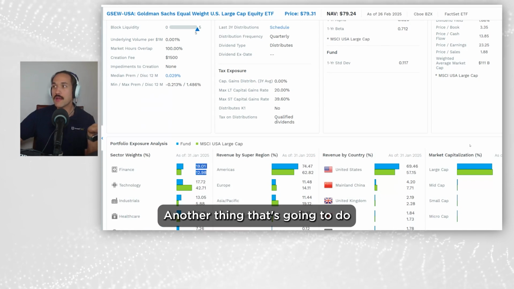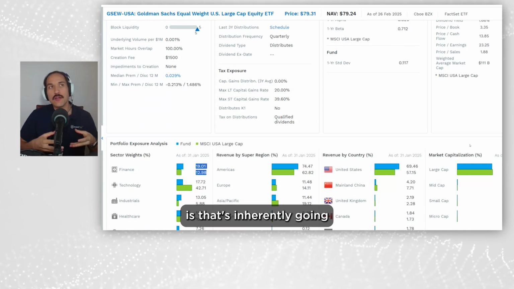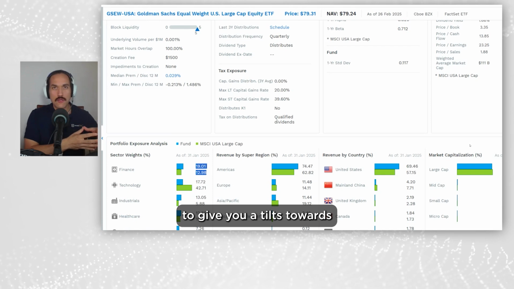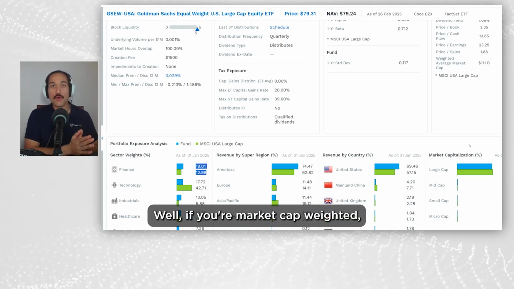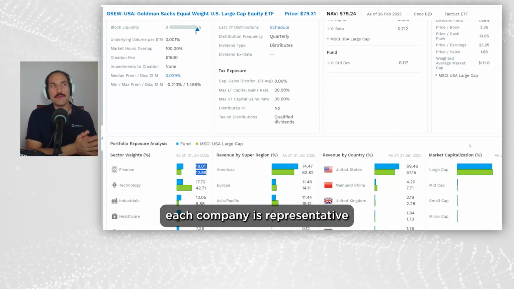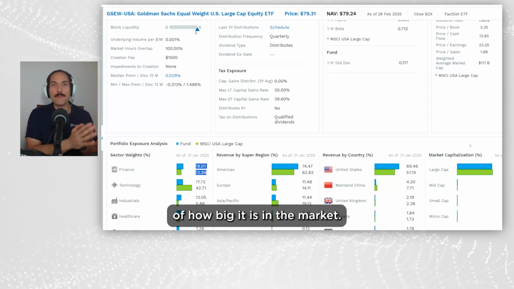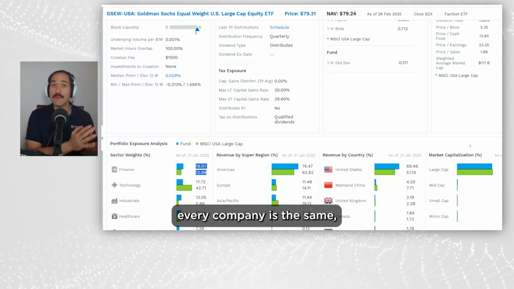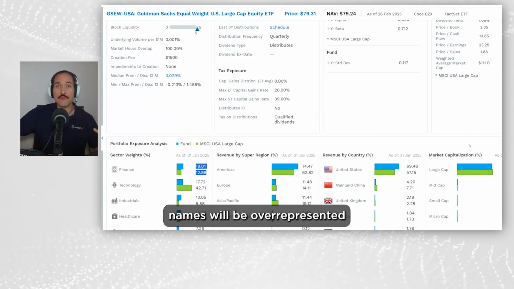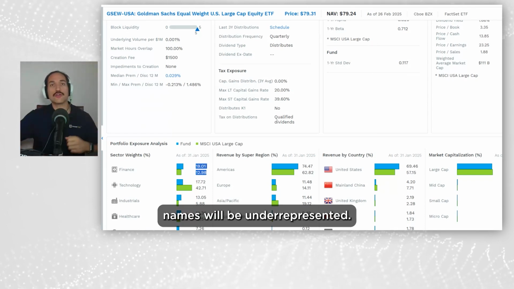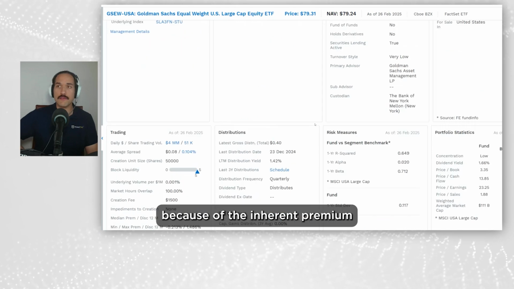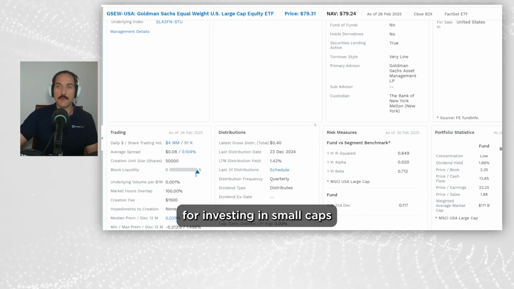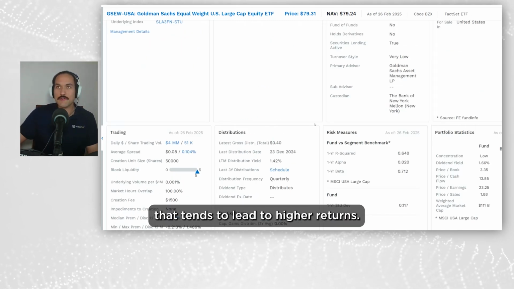Another thing it's going to do is give you a tilt towards smaller large cap companies. Why? Well, if you're market cap weighted, each company is representative of how big it is in the market. If you're equal weighted, every company is the same, meaning smaller names will be overrepresented and larger names will be underrepresented. Now, over time, because of the inherent premium for investing in small caps over the long run, that tends to lead to higher expected returns.